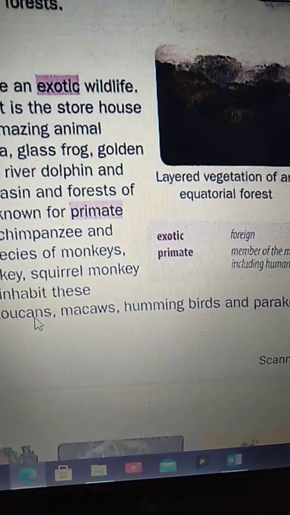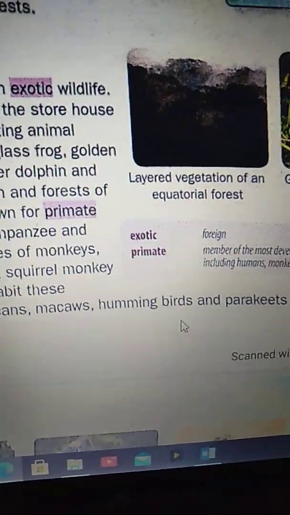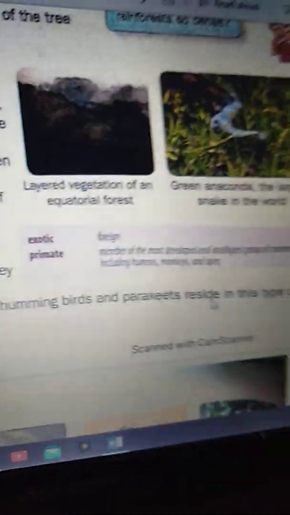Birds like toucans, macaws, hummingbirds and parakeets reside in this type of vegetation.